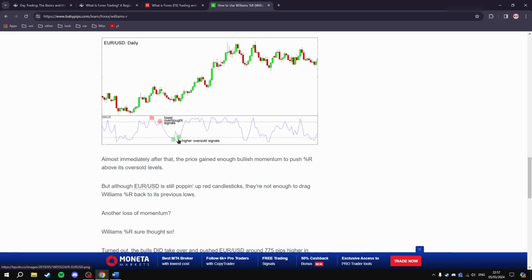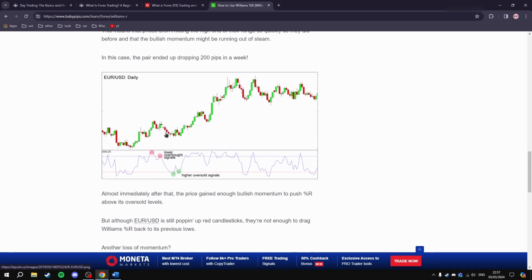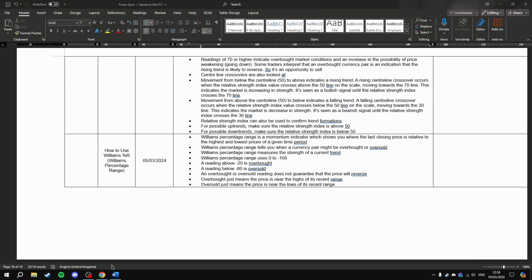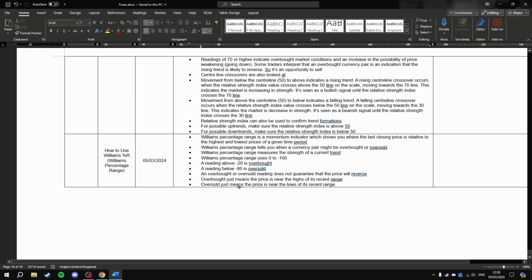Another loss of momentum, Williams R thought so. Turns out the bulls did take over and push EURUSD up around 775 pips higher in less than 30 days. So all I'm getting from this graph is that because it hit here and it's below the minus 80, it's oversold.